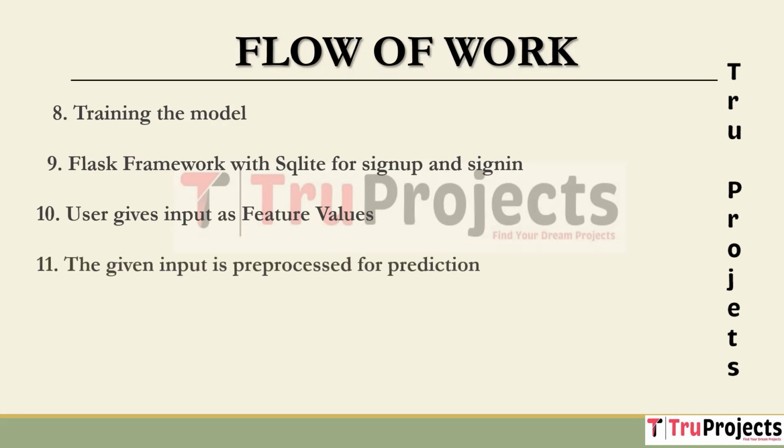The given input is pre-processed for the prediction. The data provided by the user is pre-processed, which may include label encoding and formatting to match the model's input requirements. Trained model is used for prediction. The pre-processed user input is fed into the trained machine learning models to predict the most suitable crops for cultivation based on the input parameters.